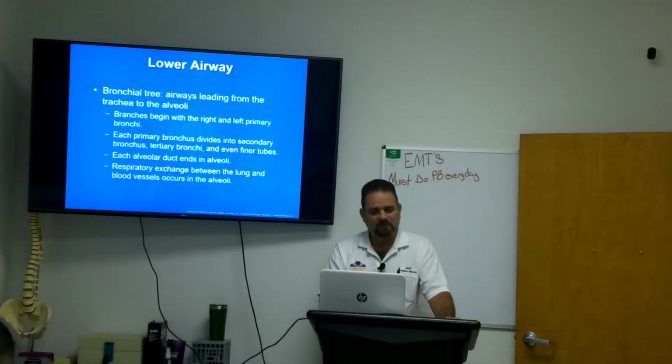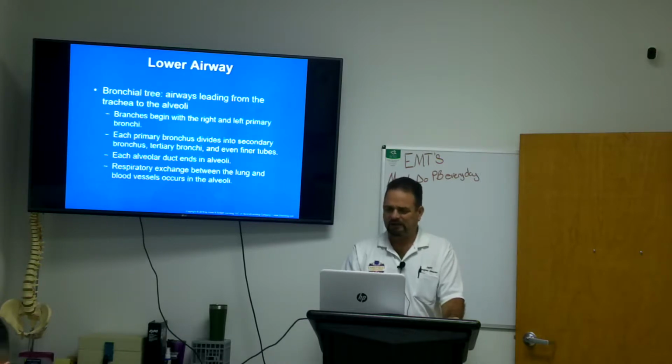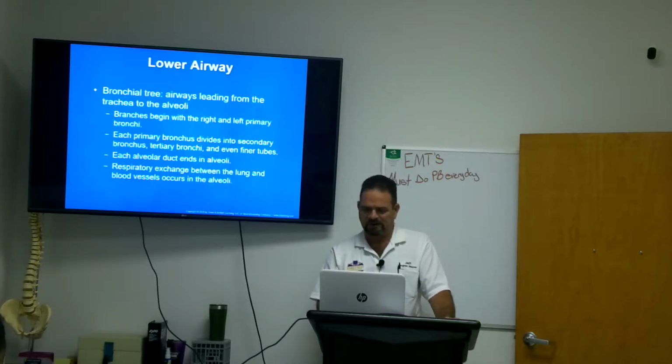Alright, so continue on with the bronchial tree. Those are airways leading from the trachea to the alveoli. The branches begin with the right and left primary bronchi near the level of the fifth thoracic vertebra. Each primary bronchus divides into secondary bronchi, tertiary bronchi, and even finer tubules. Generation numbers of progressively branching pulmonary airways continue on.